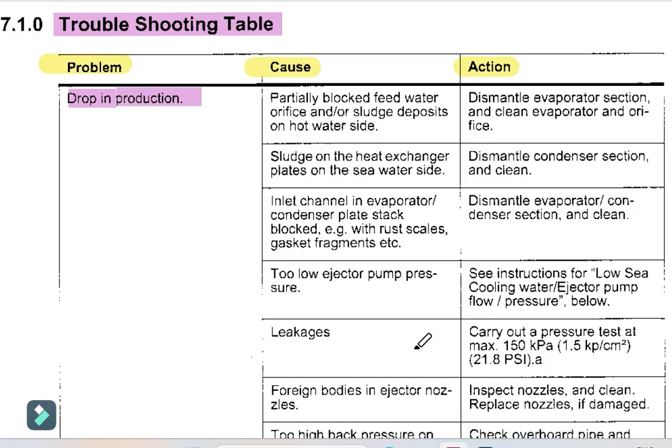causes, and it is going to give you a quick remedy. And if you can pinpoint the trouble, you can pinpoint the causes, then the remedial action is already there. And so referring to the manual is the best way of tackling any troubles. So I hope this is going to give you a better understanding about the troubleshooting part of the freshwater generator.